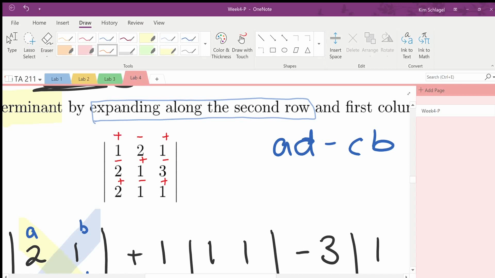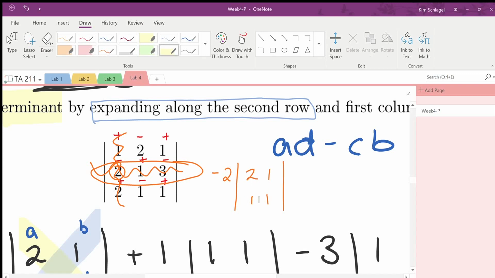If there are any columns or rows that have zeros in them, it's a good idea to expand on that one because it's less work, less adding things up. So in this case, we expanded along the second row here. That just means that we want to take each entry and do the sign times the entry, and then cross out the row and the column that entry is in and write whatever's left.